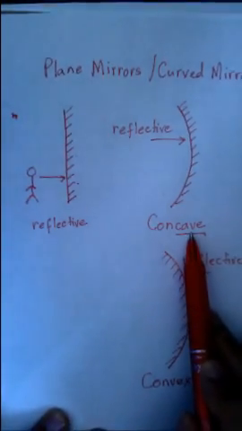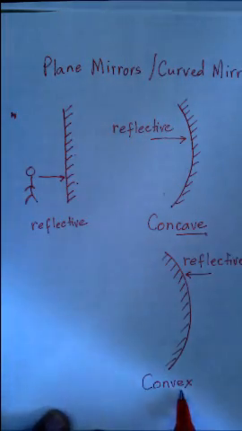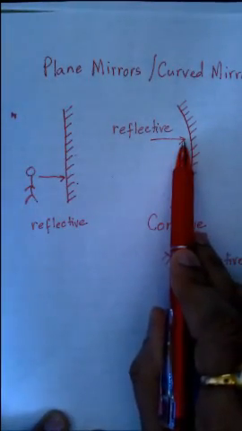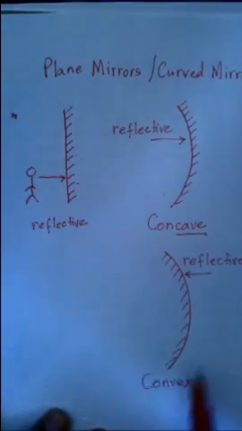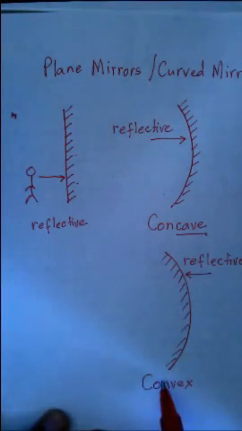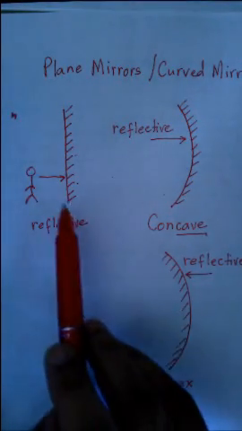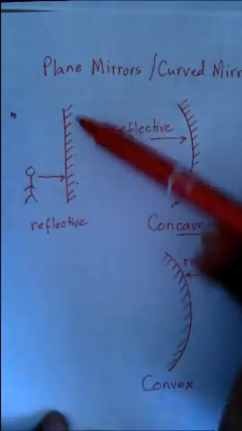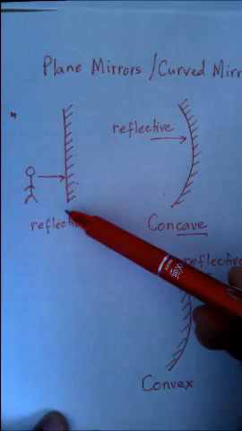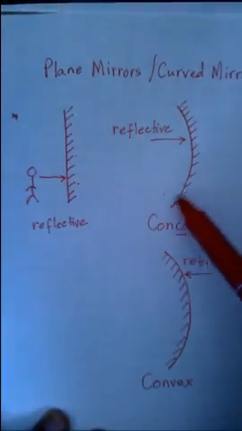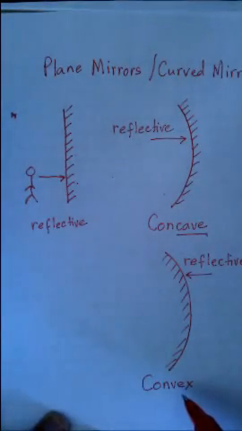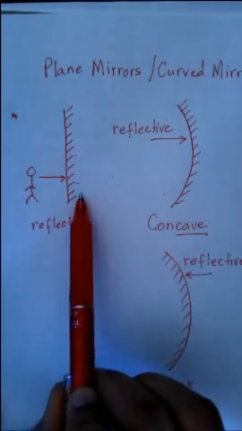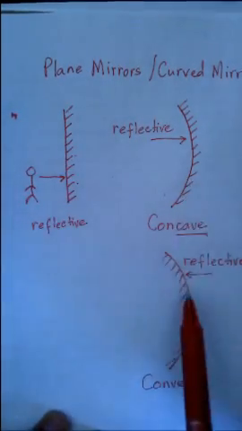A concave mirror, convex mirror. The reflective surface is inside the cave-like structure. Here, the reflective surface is outside the cave-like structure. So basically, that is the difference between plane mirror and the curved mirrors. Here you have a plane surface, whereas here you have a curved surface. Other than that, you still have the reflective and the non-reflective surface in the plane mirror as well as in the curved surfaces.